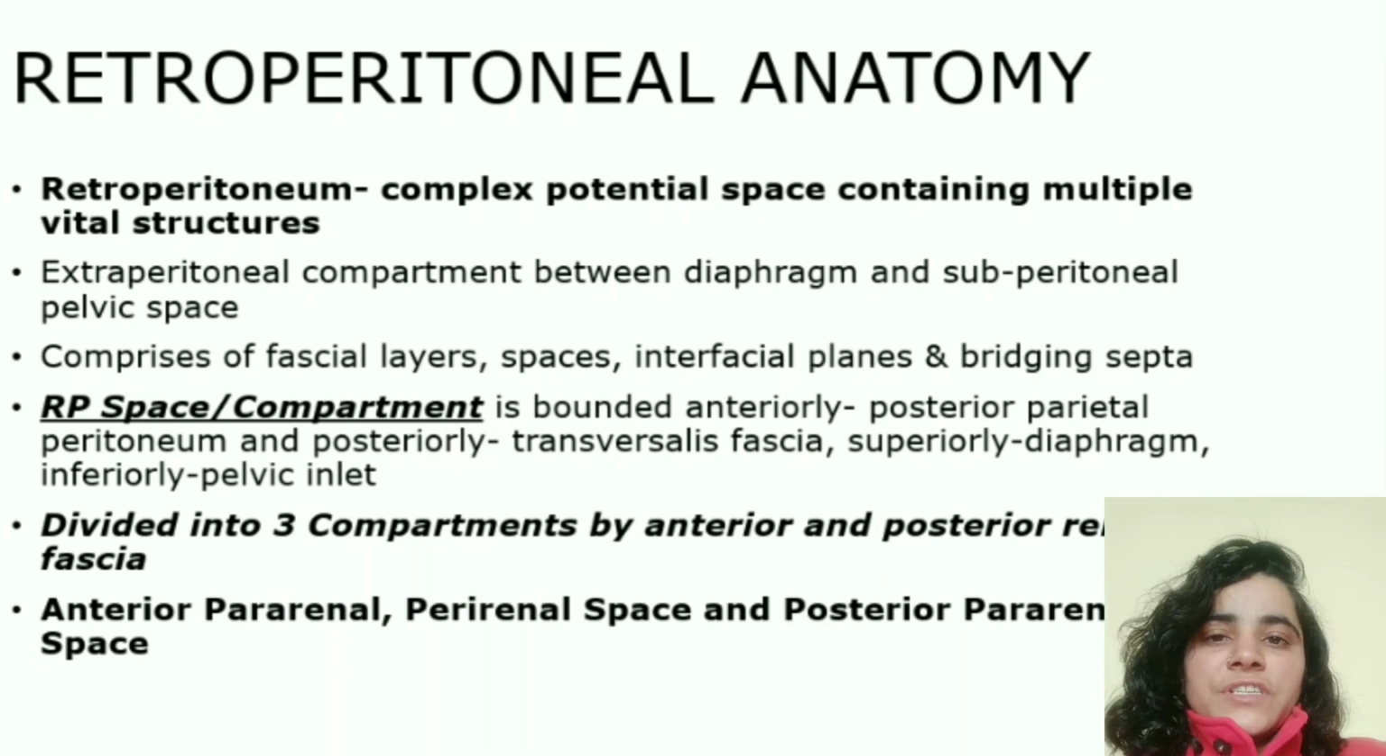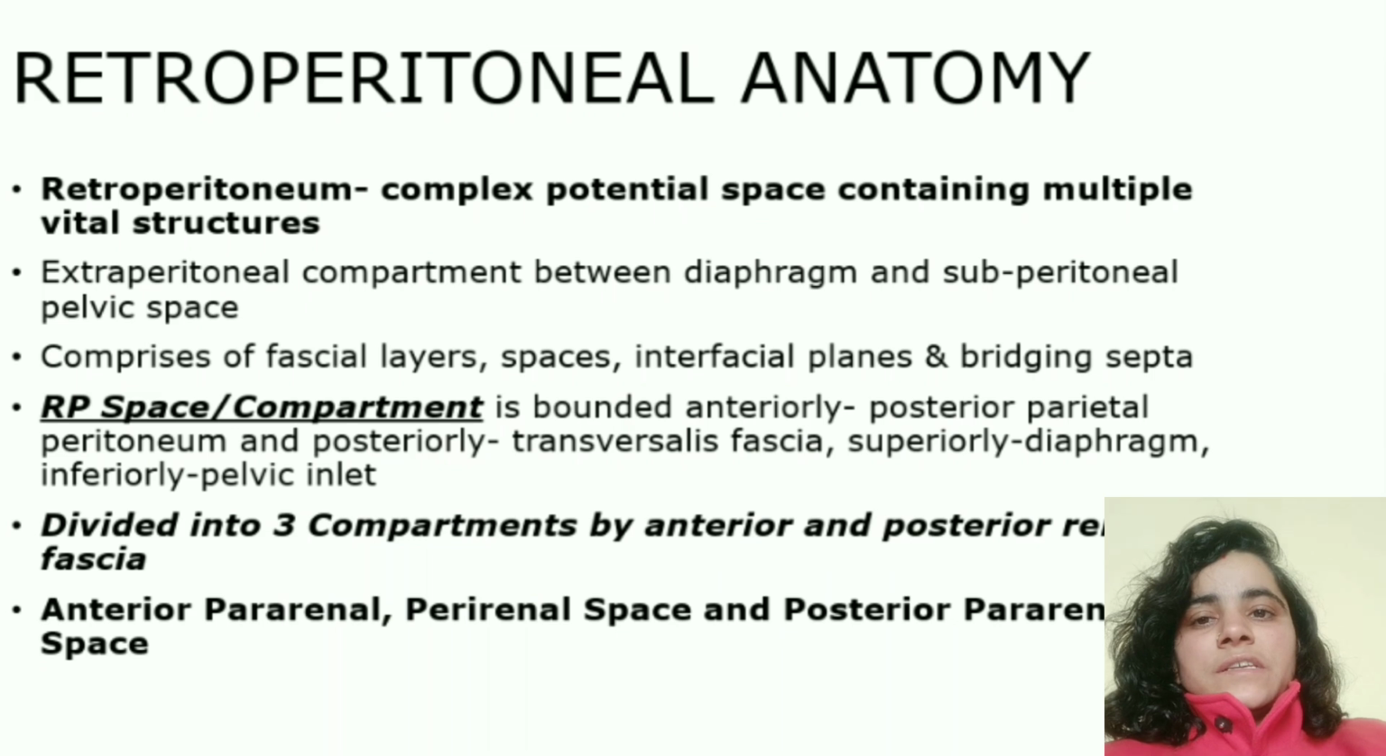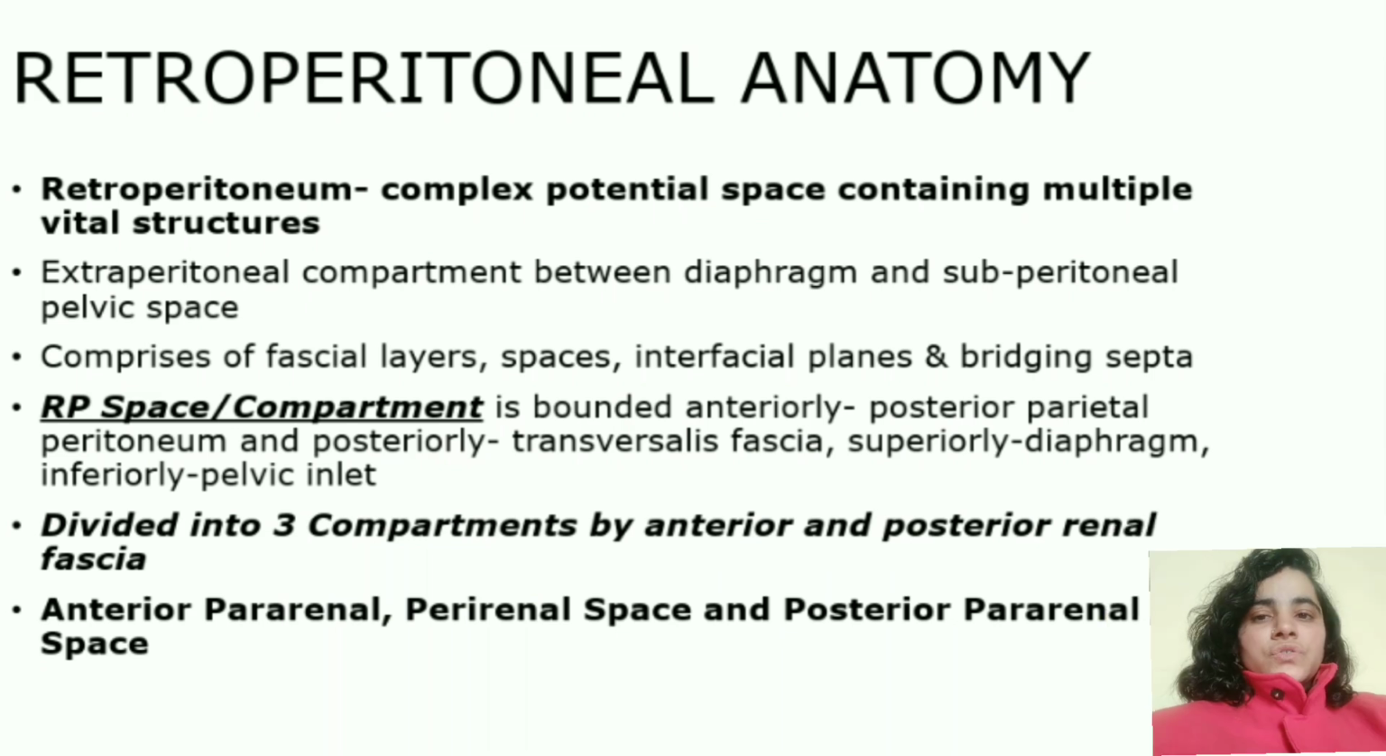It comprises fascial layers, spaces and interfascial planes as well as the bridging septa. So this space is further divided into three compartments by the anterior renal fascia and the posterior renal fascia. These are the anterior pararenal space, the posterior pararenal space, and in between is the perirenal space.